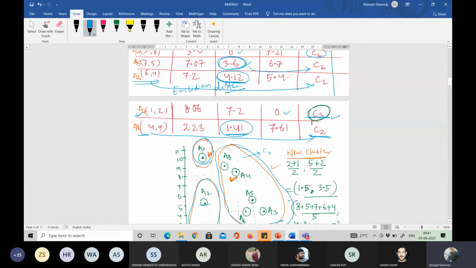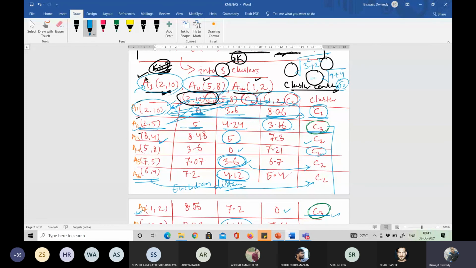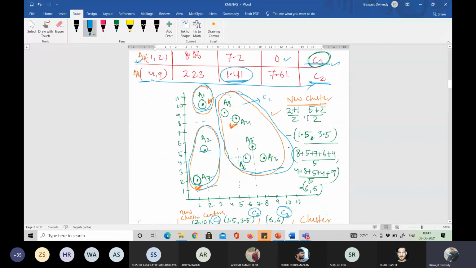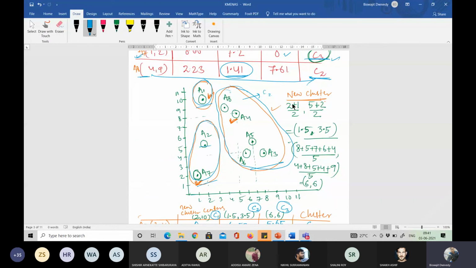So previously, we had arbitrarily chosen the cluster centers, and here we'll be finding the new cluster centers. So what are the new cluster centers? The new cluster center will be the average, or you can say the centroid, of the cluster points. Here in this cluster only one point is there, so that will be the new cluster center. But for this cluster you can see 5 data points are there, so the cluster center will be the centroid of all of them.